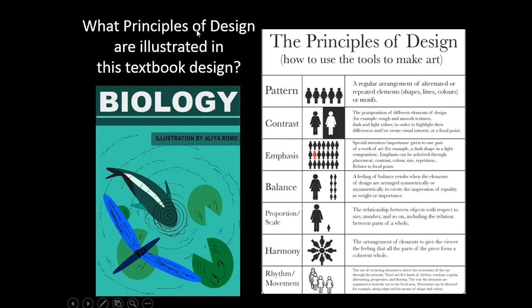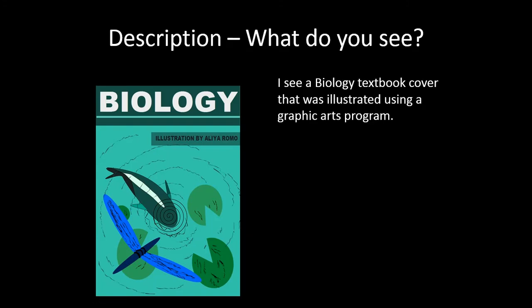And principles of design. So what are those principles? Well, what that means is that you're taking all of those elements and you're putting them together and you're making a composition in which we find pattern, contrast, emphasis, balance, proportion, harmony, rhythm. These principles are what make an artwork interesting to look at or experience or think about.